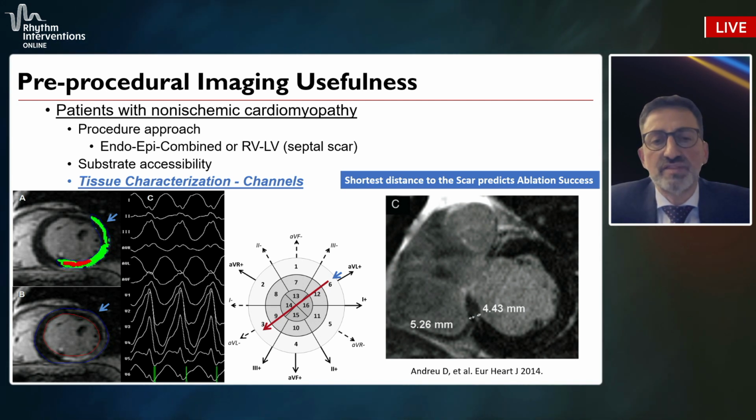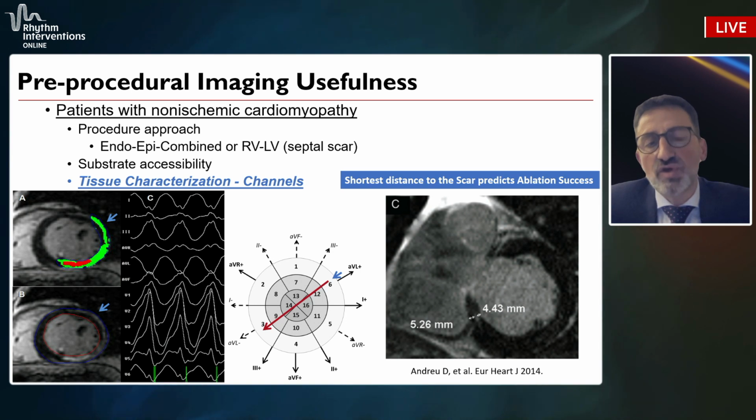So because of that, it is recommended to look for the morphology of the ventricular tachycardia, to analyze the possible segment of origin, and to look at this suspected segment of origin, where the fibrotic tissue is located. In this case, you can see that the suspected origin is anterolateral basal because of the morphology of the VT, which also suggests an epicardial origin.